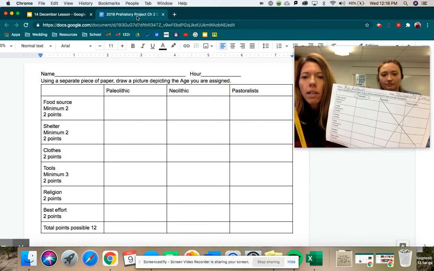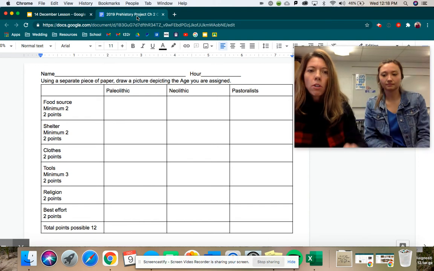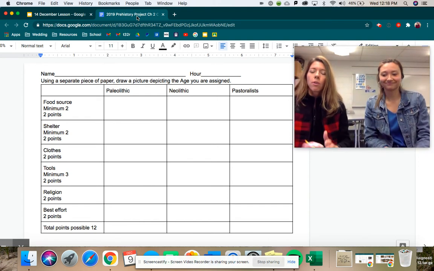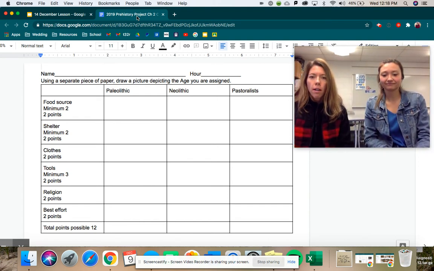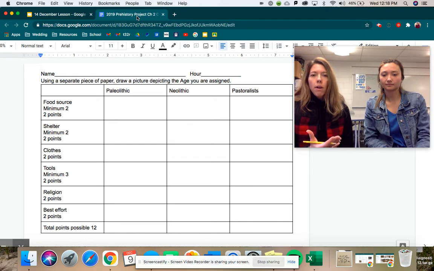Okay, so now you understand the assignment. You'll get this paper and you'll know which one you're doing. Once you get it, what do you do? It's going to be a fun little project where you get to draw today. Don't panic on me. I know the drawing thing, but it's just a little sketch. And you're going to show what it would be like to live in either Paleolithic, Neolithic, or as a pastoralist, depending on what you are assigned.